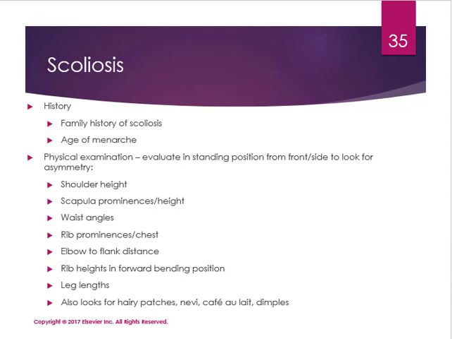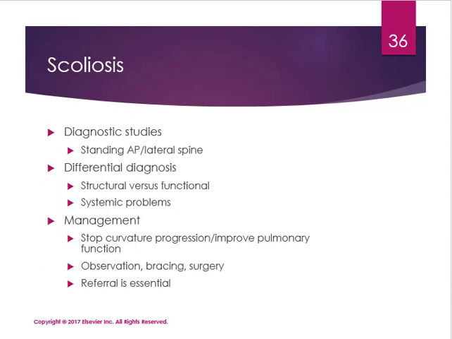On your physical exam, it's important to do this while the patient is standing, and you're looking from the side and the front to note asymmetry. You're noting shoulder height, scapular prominence and height, waist angles, rib prominence, overall chest symmetry. You're trying to determine elbow to flank distance, rib heights in a forward bending position, leg lengths, and you're also looking for any hairy patches, nevi, cafe au lait spots, and dimples.